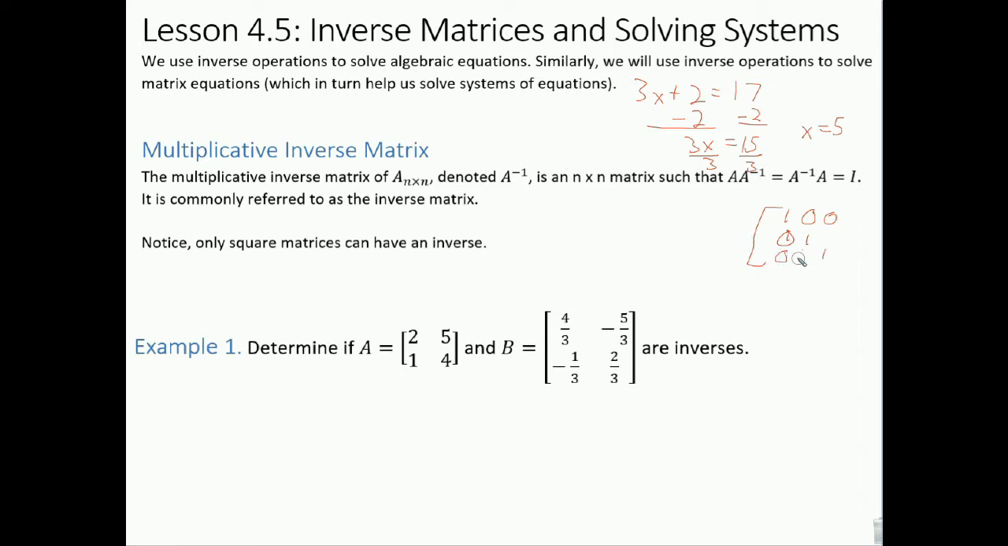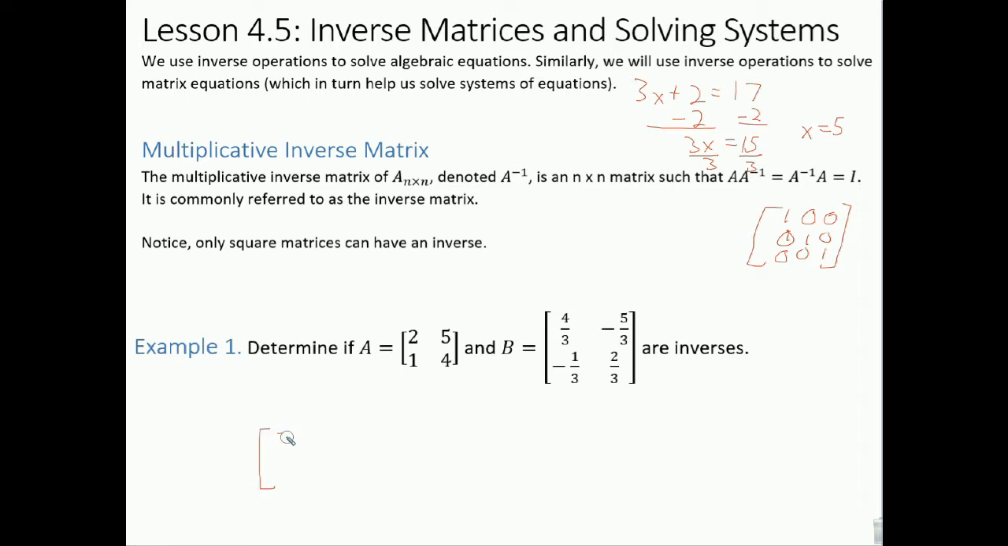So here's a 3 by 3 identity. An identity matrix has ones in the diagonal, everything else is zeros. I mentioned this already, only square matrices have an inverse. So we want to determine if these two are inverses. Well, by this definition, if we multiply these two together, we should get the identity matrix if they are inverse matrices. So let's go ahead and write these two.